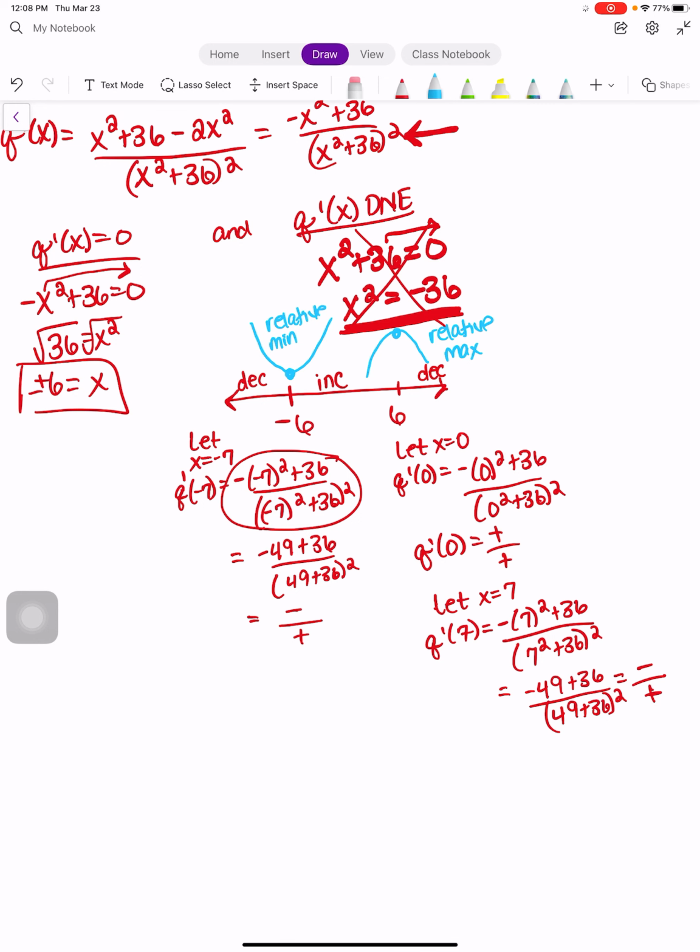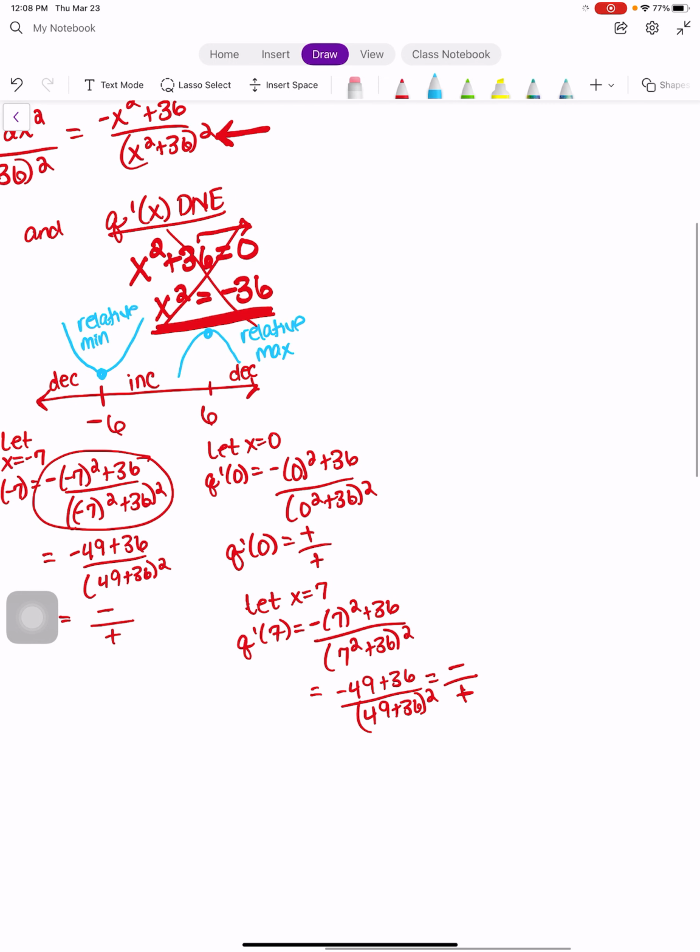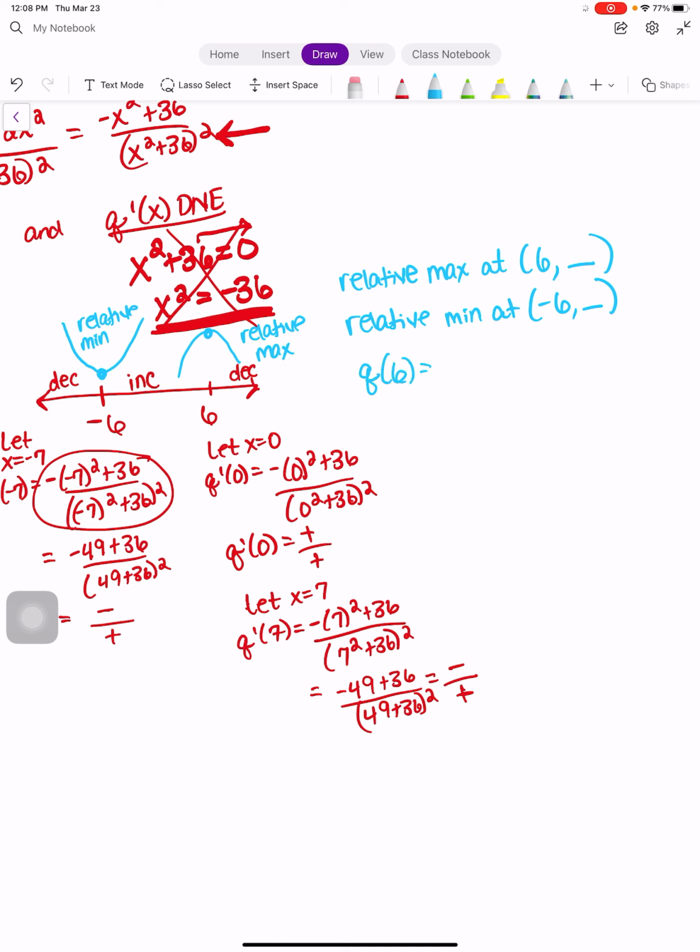So I can write here, let's come over to the side, that we have a relative max at 6, something. And then I have a relative min at negative 6, something. So how do I get those outputs, those y values? What we do then is we take these values that we have and we substitute those into the original function to get those y values.